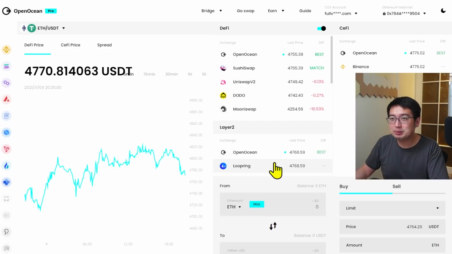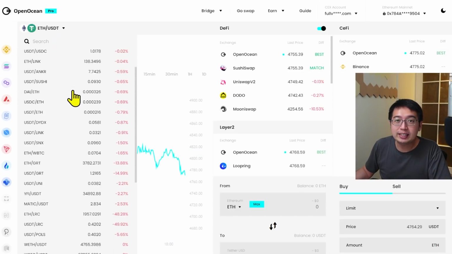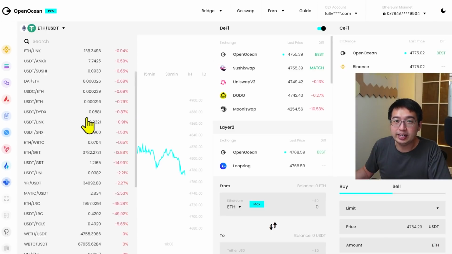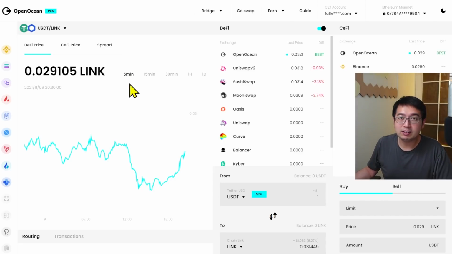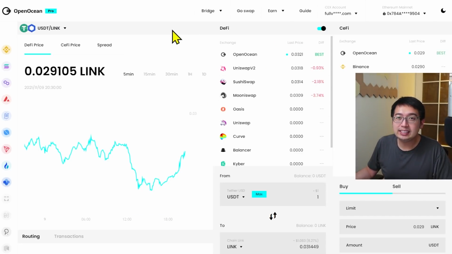for lower fees because Loopring is a layer 2 solution and we could do our trading from there. And if we hover over the ETH USD trading pair, we can see all the different coins we can trade on the ERC20 networks. And for this example, we're going to have USDT trading against Link. So 1 USDT is going to get us 0.029 Link.